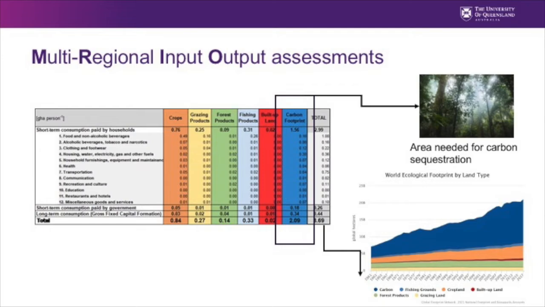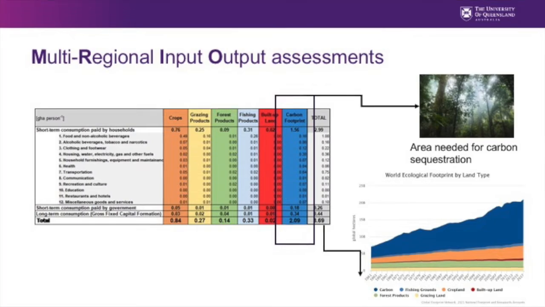So in this table, what we can see is the area per person that is needed for different activities. So we have here food and non-alcoholic beverage, and then you have how much is needed in terms of land from crops, grazing products, forest products, fishing products, built-up land, and carbon footprint. I'd like to mention that aside from the ecological footprint, there have also been other ways of measuring the impact in other important aspects of environmental concern, such as carbon footprint or even water footprint. Looking at this table, we also have health, transportation, communication, education. So everything can be measured in terms of the land that is required.